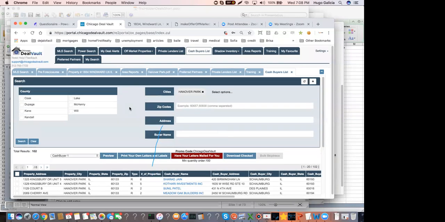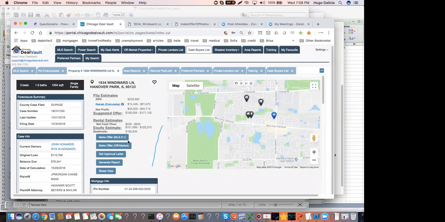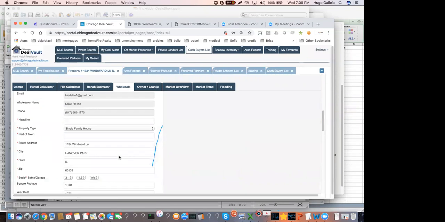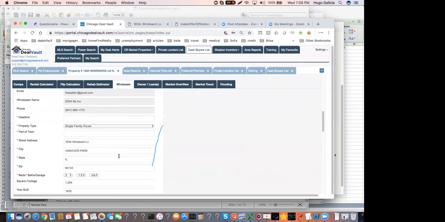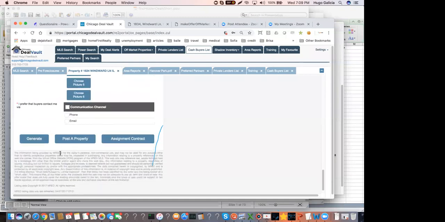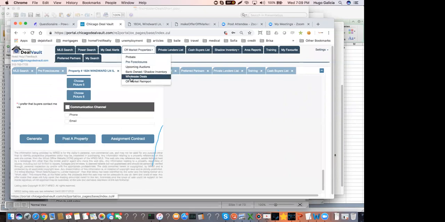Not only that, but if we go back to the subject property, we're going to give you the assignment contract. So right here, we have the wholesale tab. We can create a flyer for you. You fill this information out, upload some pictures, and when you click on generate, we're going to generate a nice PDF flyer that you can present to the cash buyers. You can post the property in ChicagoDealVault. So we have wholesale deals right here. And not only that, but we're going to do a blast email to our network to help you market the wholesale deal for free, friends.